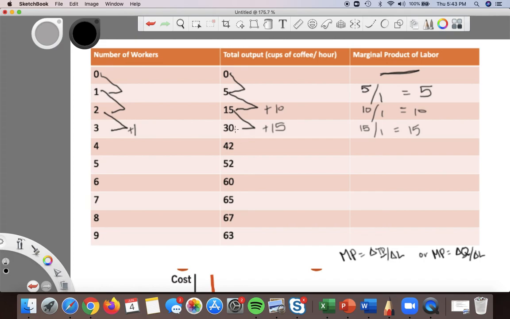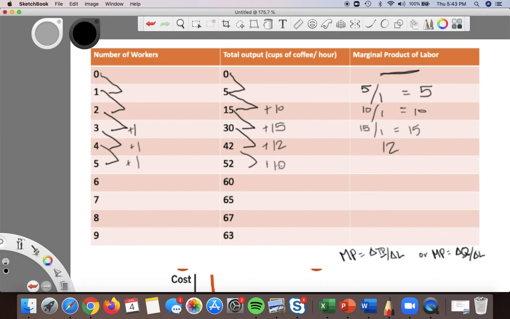Moving a little bit faster now. You'll notice that here in this table, because I'm adding 1 worker every time, it's always going to be over 1 because this is that change in labor. So I can essentially ignore this because any number divided by 1 is just going to stay itself. And if I can just find the change in total output or total production, that's going to be my answer here. So going from 30 to 42, that's an extra 12.